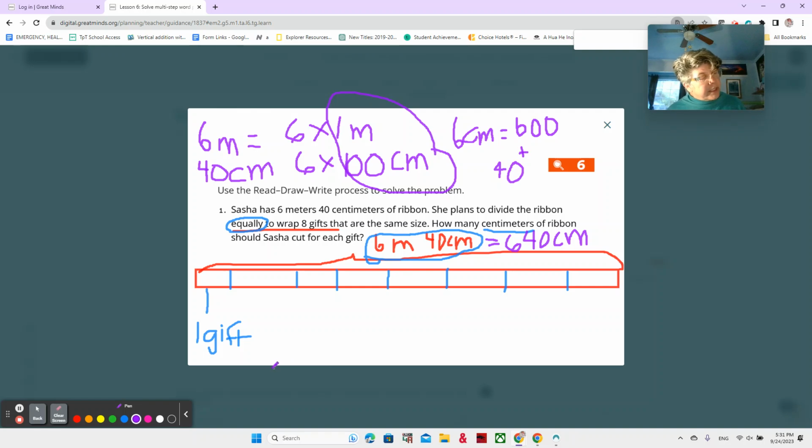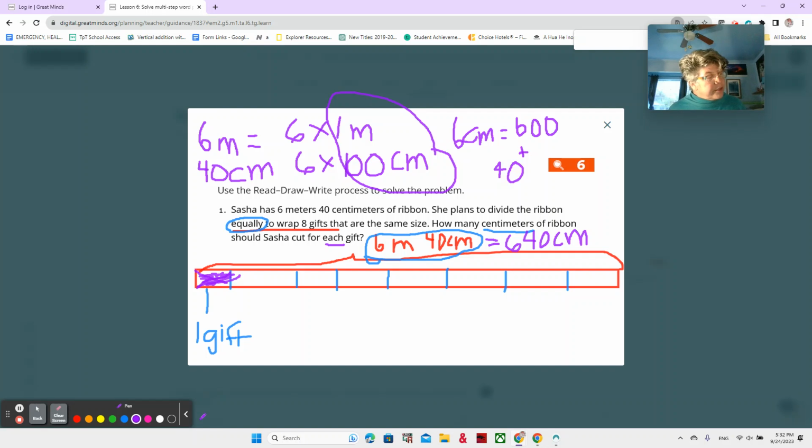Now, what is the question asking us to find? How many centimeters of ribbon should Sasha cut for each gift? So we're trying to figure out the length of one of these parts, right? Sorry, that's supposed to be an X. One of these parts, we could color it in. Yeah, the length of one that we need for each gift. Each means one. Yes? Okay.